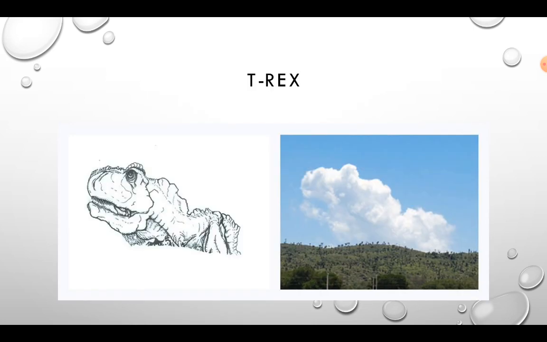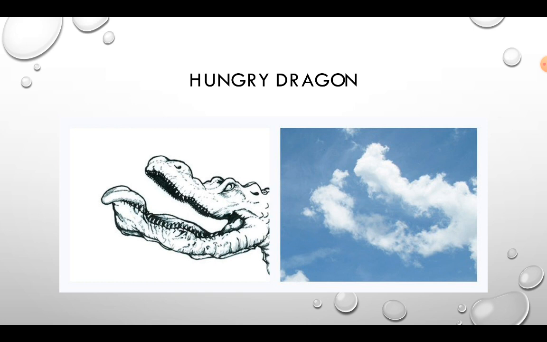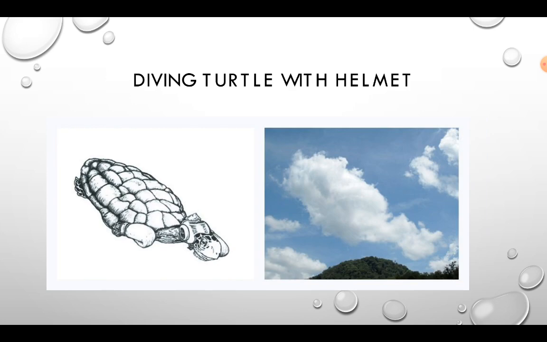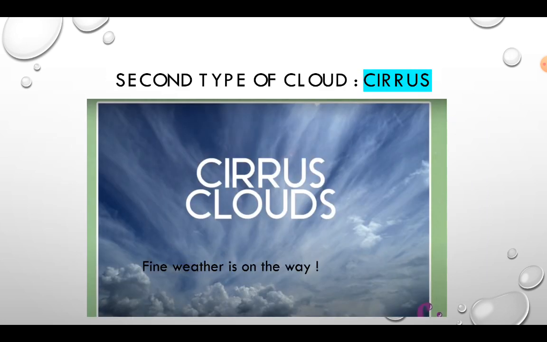For example, over here, the person who saw this cloud thought that it looks like a T-Rex. This person over here saw that this cloud looks like a hungry dragon. This person over here imagined this cloud as a turtle with a helmet diving down towards the earth. All these are cumulus clouds.